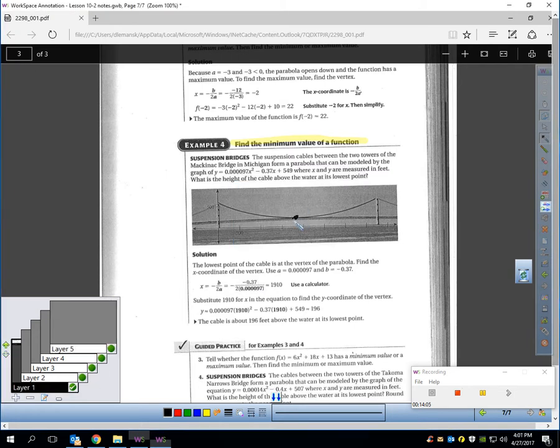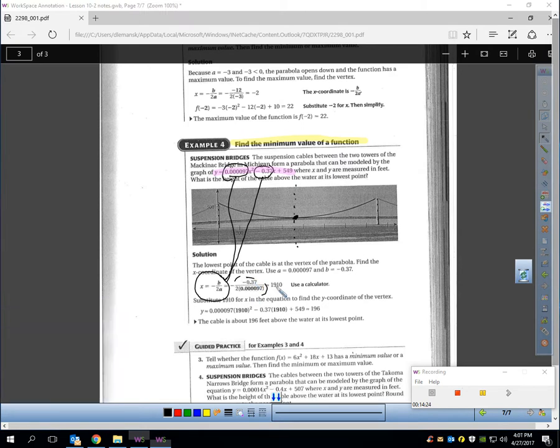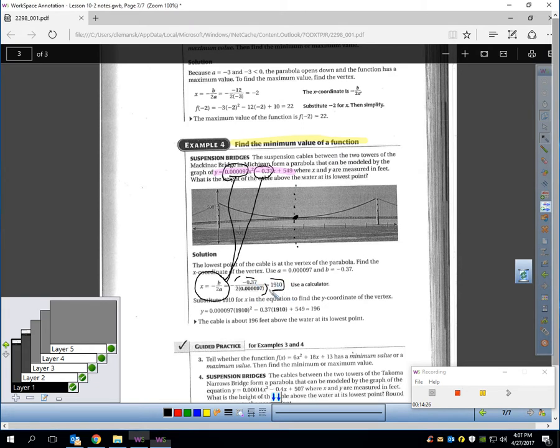Well, to know the vertex, I have to know the axis of symmetry. So look what they do here. They're going to use the axis of symmetry formula. They'll take b and plug it in, and they'll take 2 times a and plug that in. And they found out when they did that the axis of symmetry is 1910, which means the vertex is 1910, comma, some number. I just have to figure out that number.